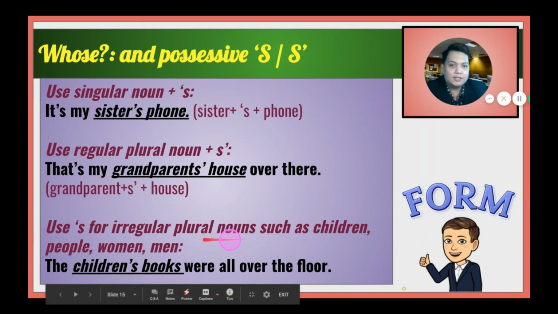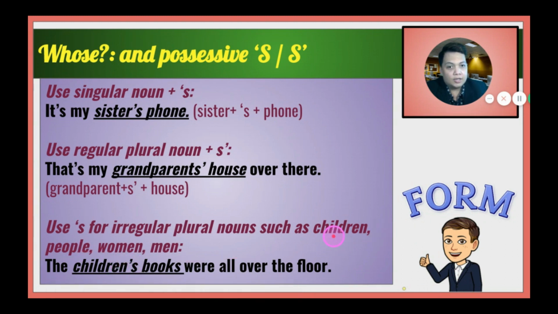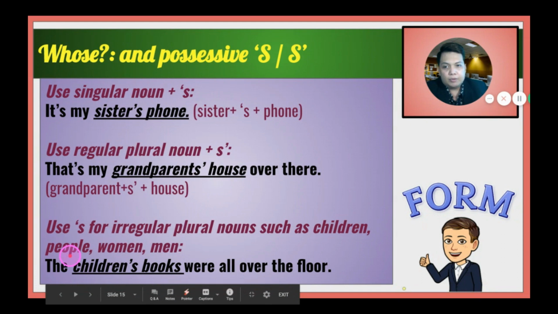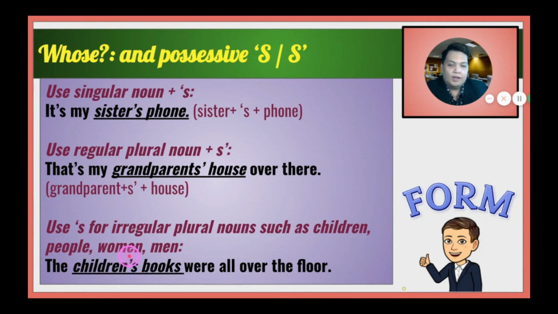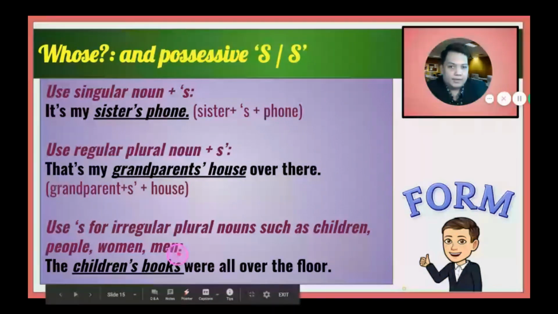So these nouns are irregular. Children from the singular form child, people from the singular form person, women from the singular form woman, and men from man. Here is an example: the children's books were all over the floor.